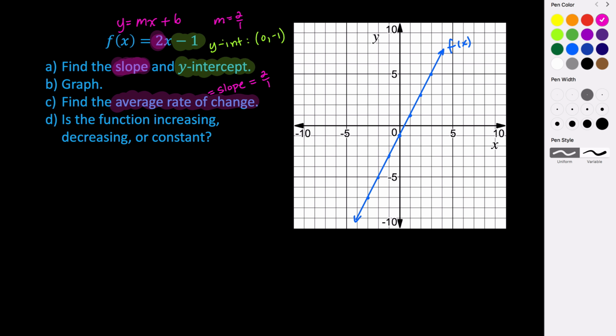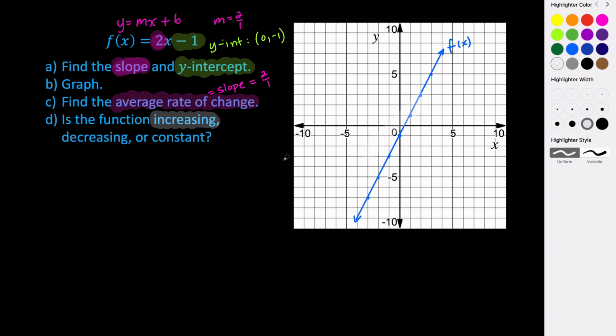And then we have to figure out, is this function increasing, decreasing, or constant? If our function has a positive slope, it will be increasing. If it has a negative slope, it will be decreasing. And it will be constant if our line is horizontal, meaning that the slope is never changing. So we can see that our function is increasing. It's going up from left to right. It has a positive slope, so we know that it's an increasing function.